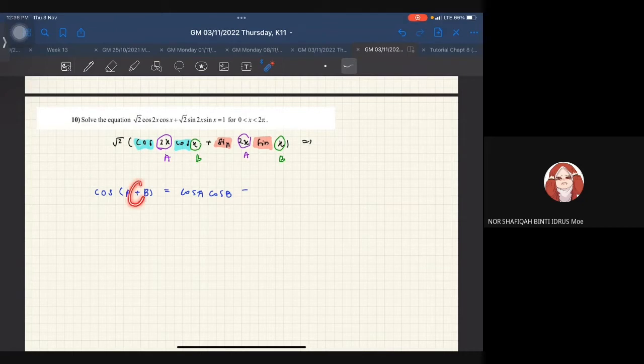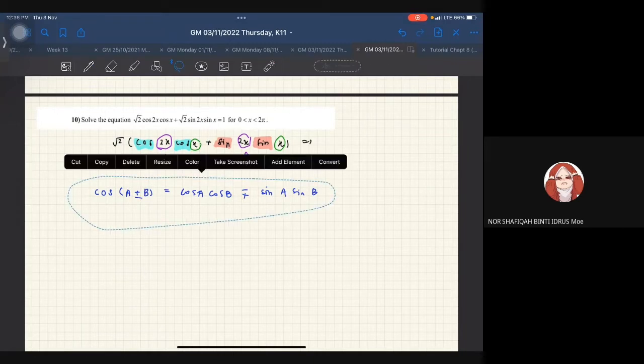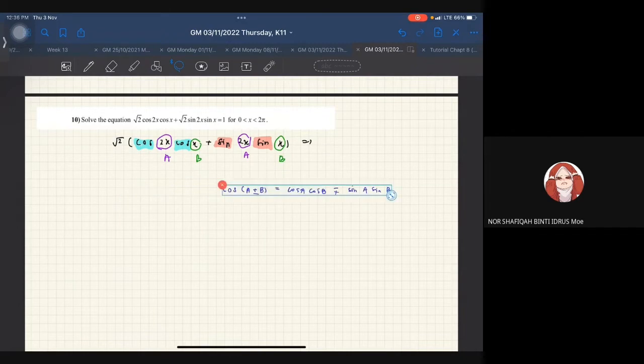Cepat. Kalau dekat sini plus, dekat sini jadi apa? Minus. Okay, so dia terbalik lah. So dia terus tulis plus minus and then this one minus plus. Okay, so cos A cos B minus plus sin A sin B. Macam ni. Okay, so kita tengok dekat sini. This one over here is plus. So bila dekat sini plus, maksudnya dekat depan ni adalah minus. So kita akan ambil the minus part. So this one saya resize. Saya letak kat tepi.